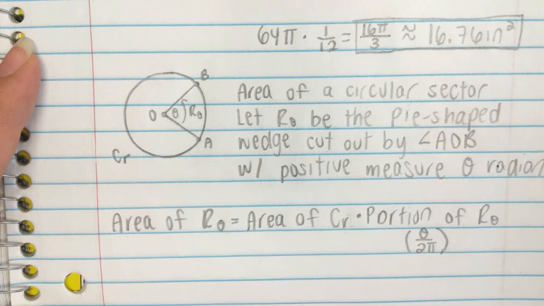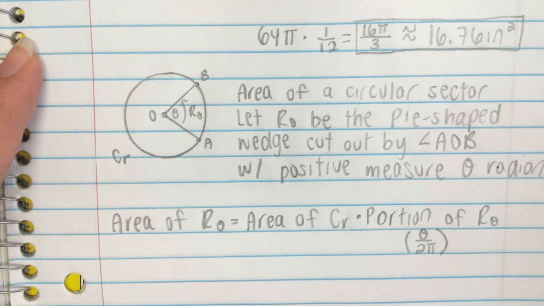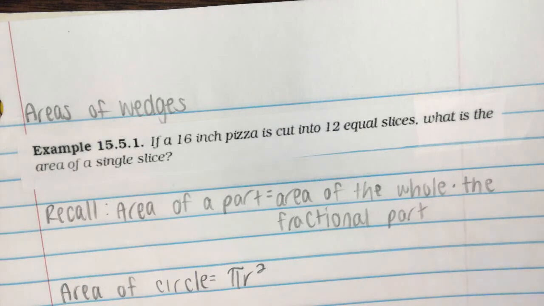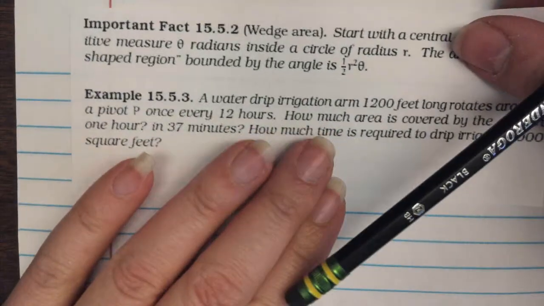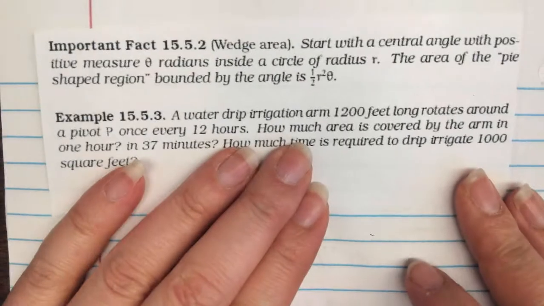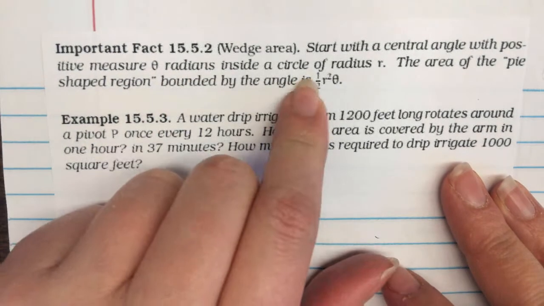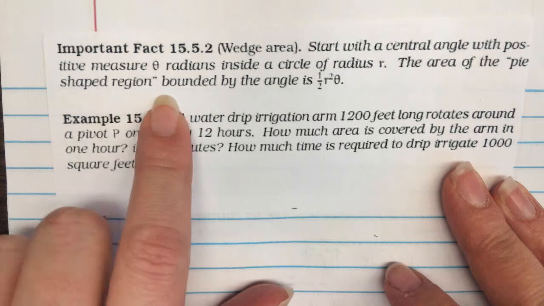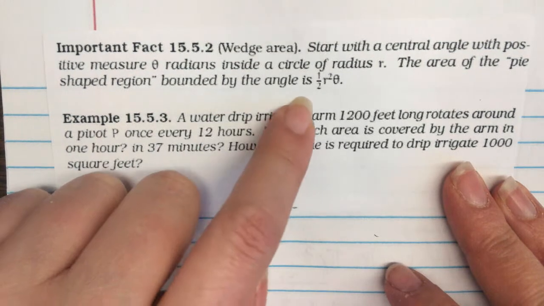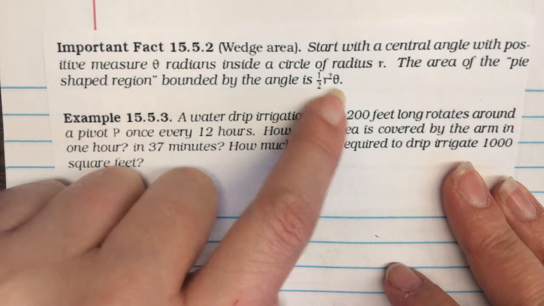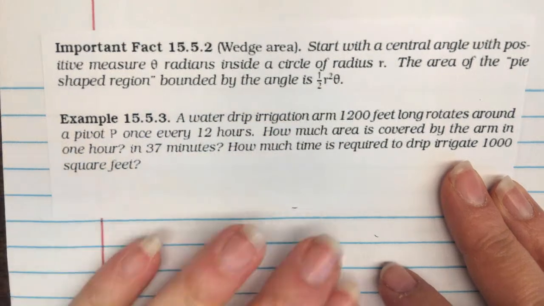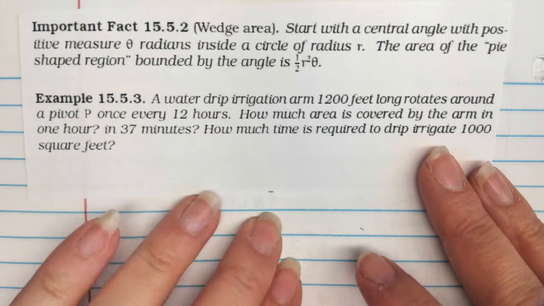I'd like to next talk about 15.5.2 and example 15.5.3. So for that part, here we are. Okay, so important fact: start with the central angle with positive measure theta radians inside a circle of radius r. The area of the pie-shaped region bounded by the angle is one half r squared theta. Okay, so this is an important fact about wedge area.